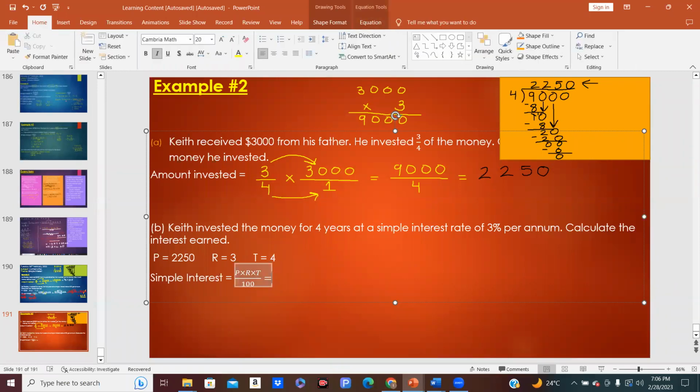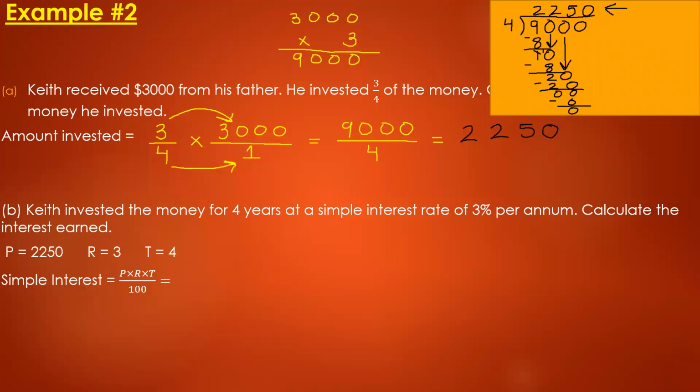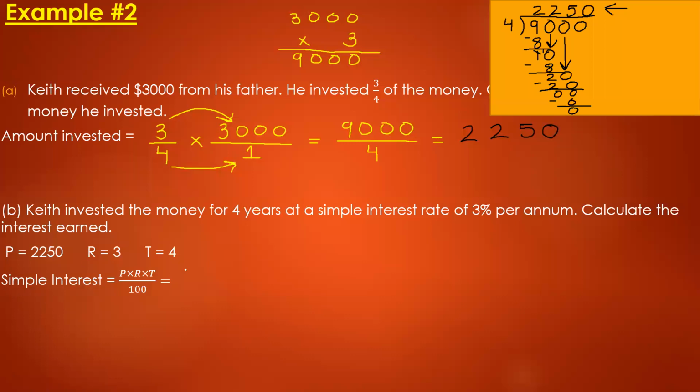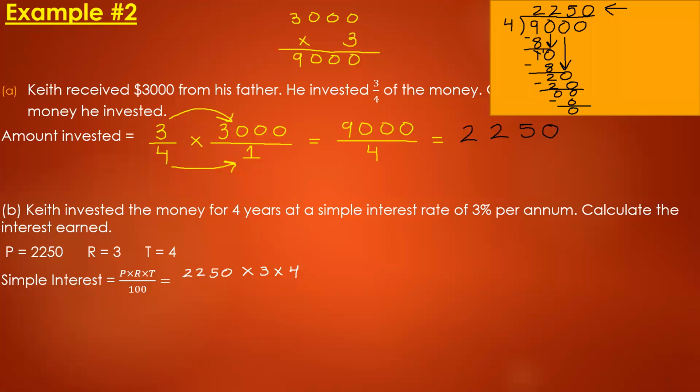So it's going to be P, which is 2,250, multiplied by R, which is the interest rate, 3, multiplied by 4, all over 100.